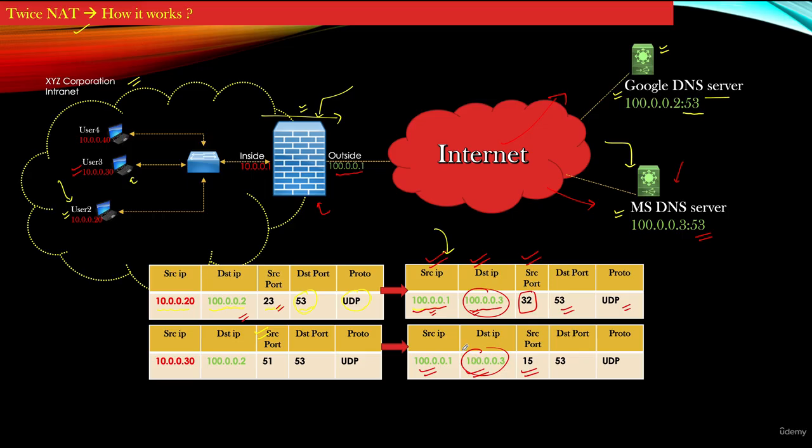And we already know that any packet which traverses over the internet has a source IP address and destination IP address always as public IP addresses. So in this case, you can see the source IP address is a public address, the destination IP address is also a public address. Right? So this is an example of Twice NAT where the packets are undergoing translation when they cross the firewall boundary from inside interface to outside interface.